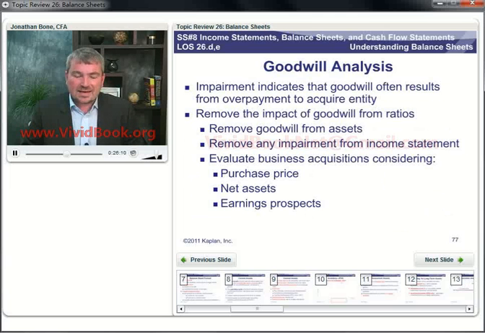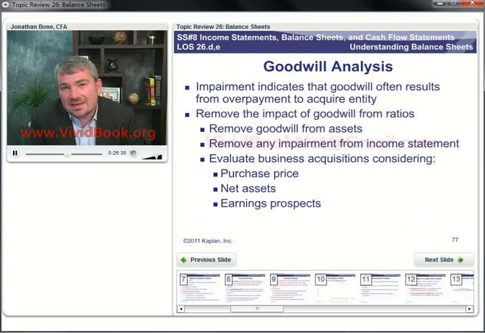Goodwill analysis. Now, of course, the accountants would have us believe that goodwill is essentially what you're paying for all the things that aren't on the balance sheet. As we've said, the relationships with suppliers, the relationships with employees, the relationships with customers. Of course, if you take a more cynical analyst view, you might say that goodwill simply results from overpayment to acquire the entity. Now, if it's from overpayment, that's not going to lead to future earnings, and as a result, it isn't really an asset.